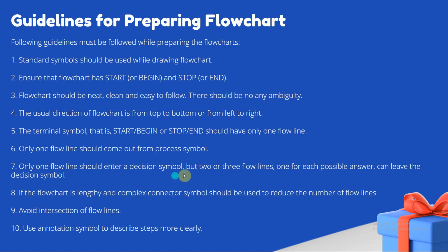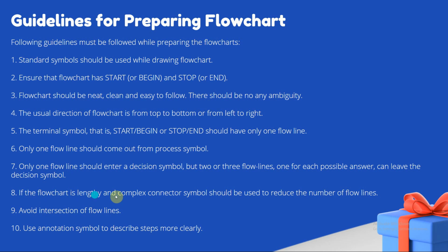So for the decision symbol, the diamond, one flow line comes in, but two or three flow lines can come out, one for each possible answer that can leave the decision symbol. We can use these two to three flow lines for conditionals, like in our example of yes or no. So two flow lines come out of our decision symbol, the diamond.